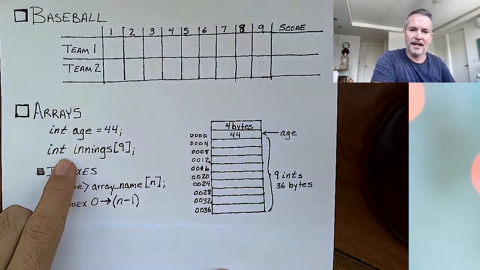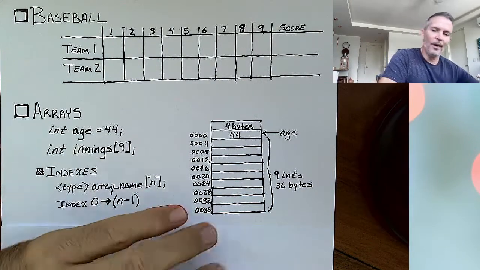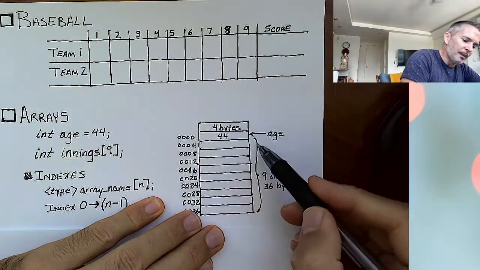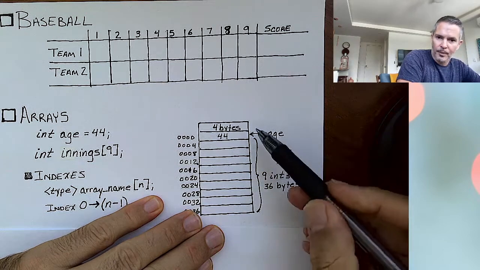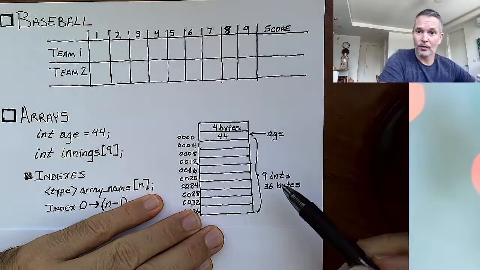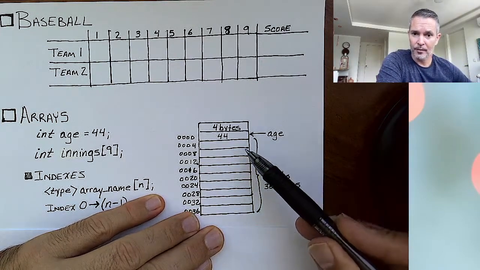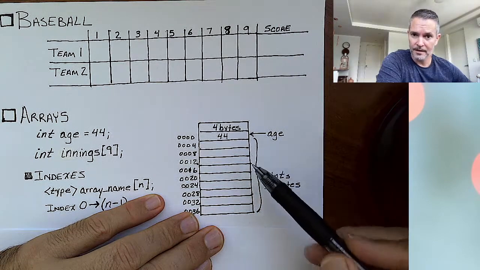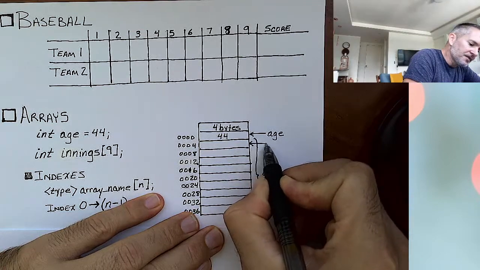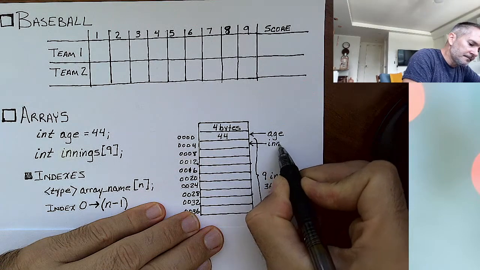Now, when I define an array like this, int innings[9], what the computer is going to do is assign a block of memory that represents 9 integers. So that's a total of 36 bytes of data that get reserved in memory, one continuous block of memory, and the compiler associates with this entire block the name innings.